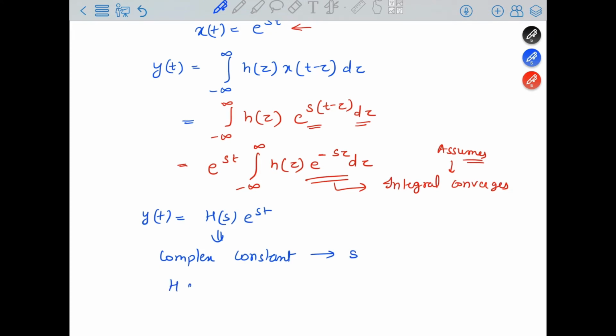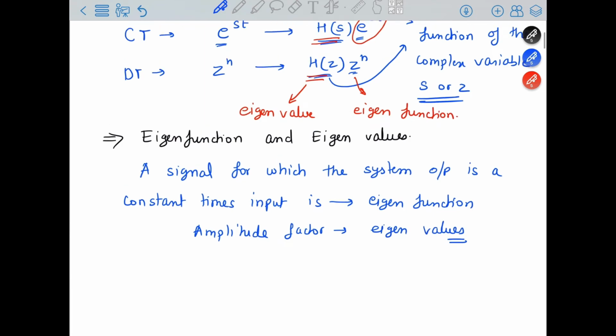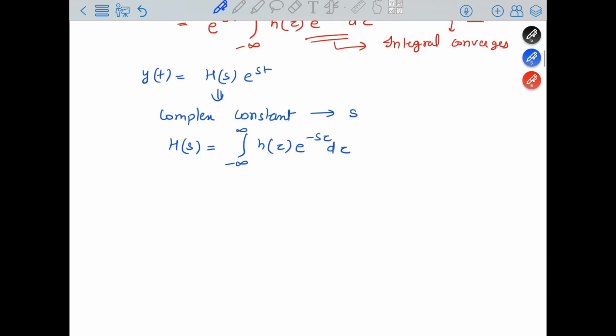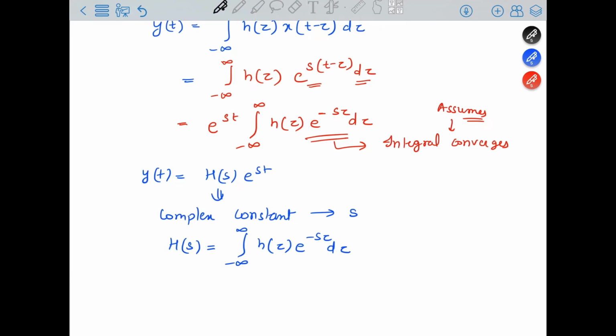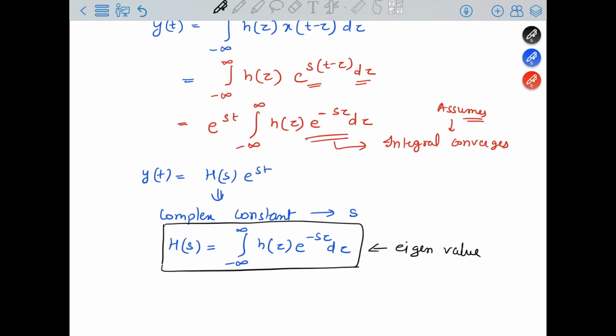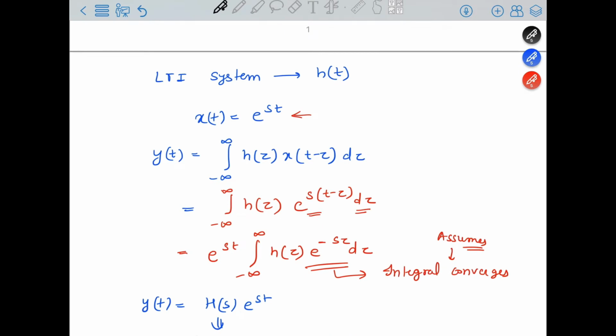And what is this expression? H of s is given by the integral from minus infinity to infinity of h of tau e raised to the power minus s tau d tau. So now we'll get an insight into what this h of s function is, which we have already used in this expression directly. So this is the definition of that h of s function. Now this is your eigenvalue and this expression is your eigenfunction. I have already explained the definition of both of these.